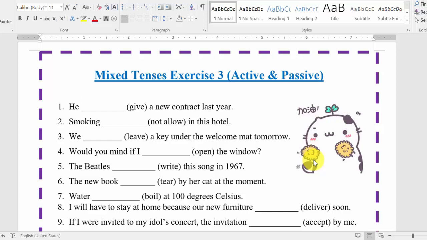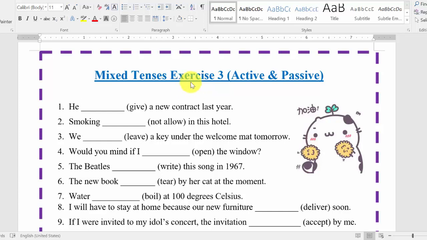Hi everyone, so now let's look at our last exercise, mixed tenses exercise 3, active and passive form. If you haven't watched the video for mixed tenses exercise 1 and 2, please watch them first before you watch this. Okay, so let's look at the first question.